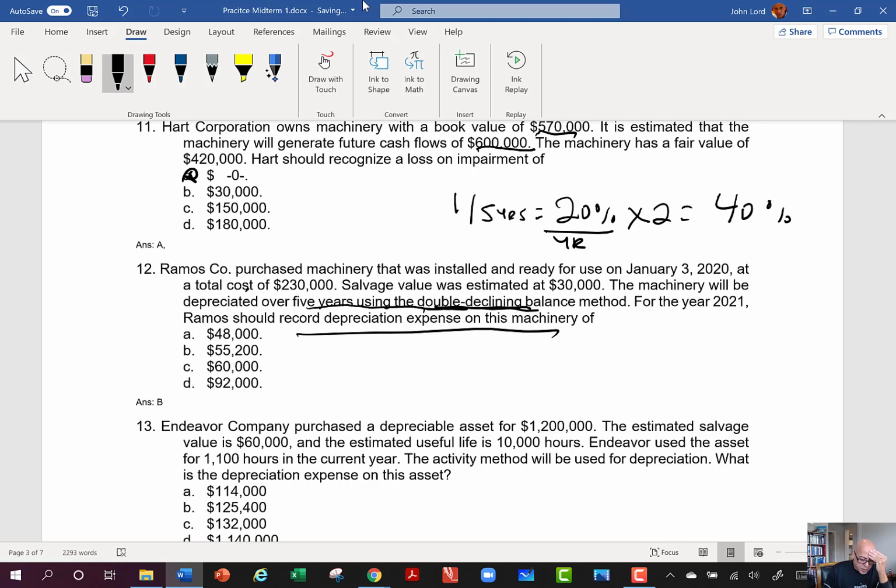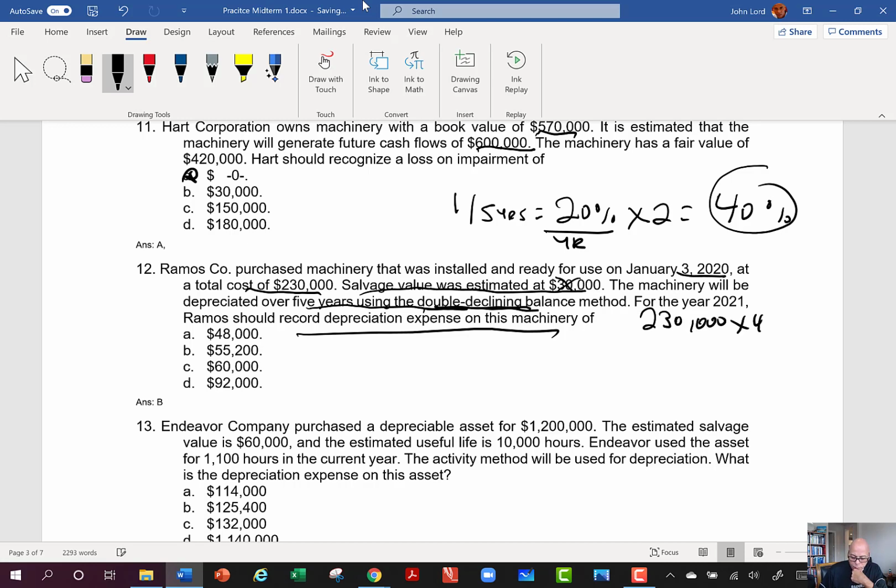Now they tell me that the cost is $230,000. Okay, they give me the salvage value. Don't really care about it in the calculations. I'm not going to depreciate below salvage value, but I don't use it in my calculation for double declining balance. So I've got my percentage. I've got my base, 230.